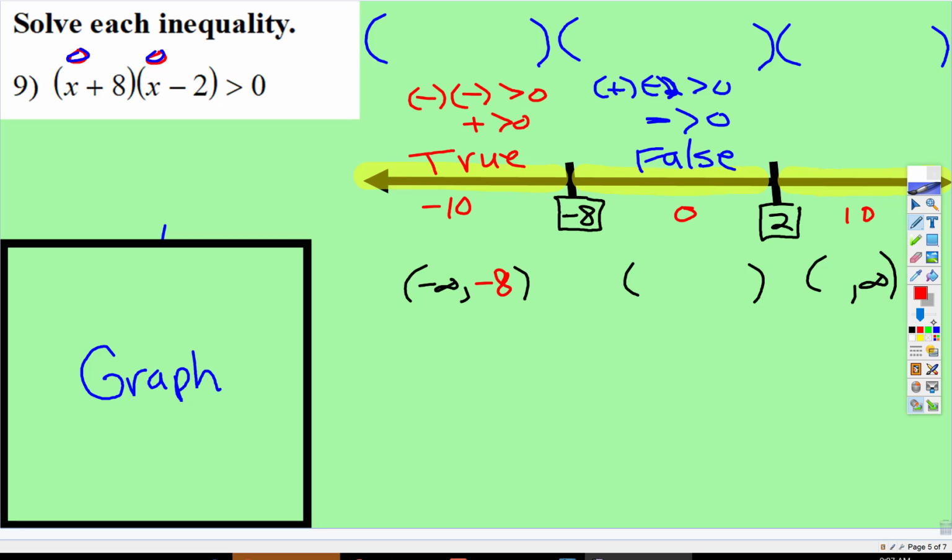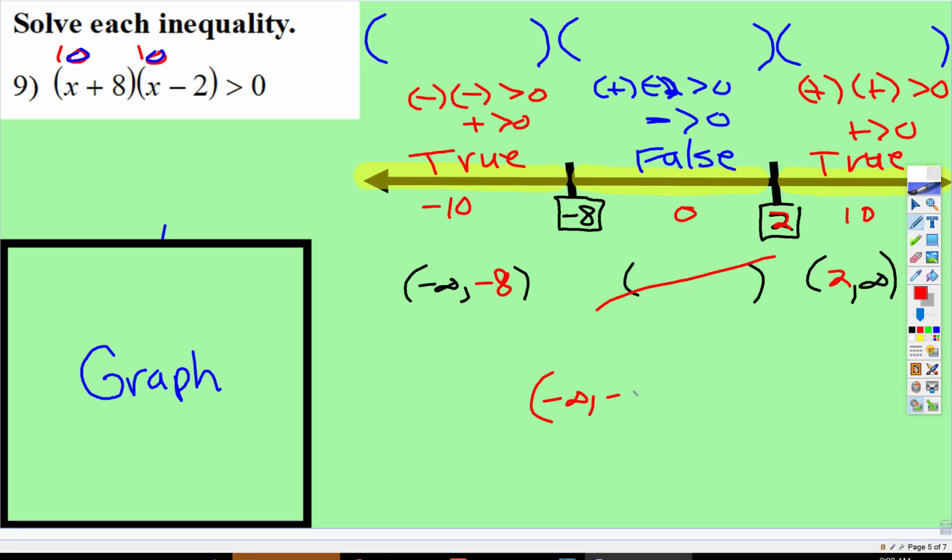And then now we're going to plug positive 10. Well, 10 plus 8 is positive. 10 subtract 2 is 8. That's positive. A positive times a positive is a positive. Is a positive number greater than 0? That's also true. That interval doesn't work, but this domain value, 2 to positive 8, so the answer would be negative infinity to negative 8 union 2 to positive infinity.